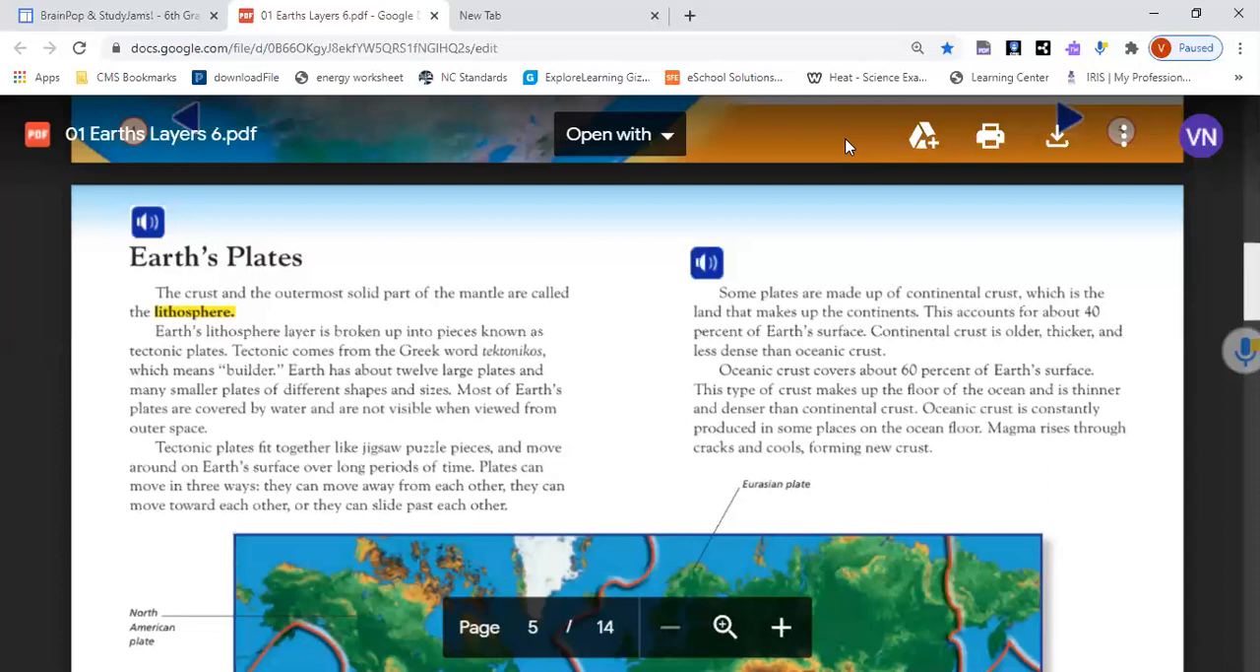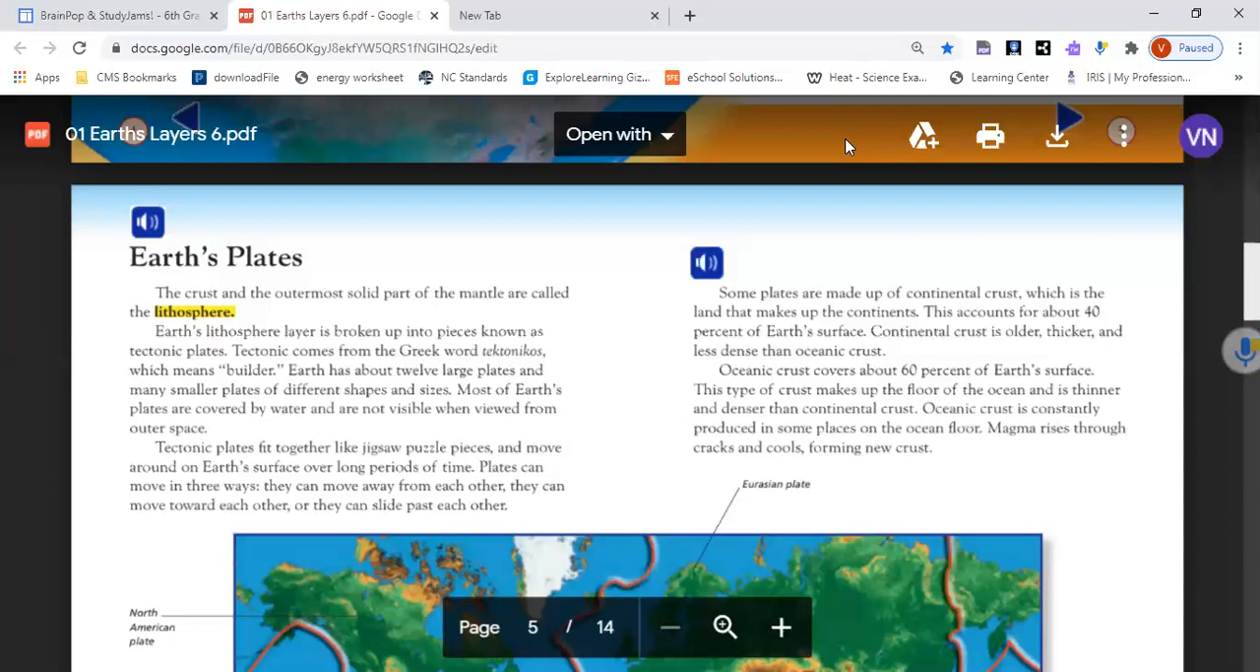If you have a quiz bowl, or any knowledge quiz conducted by the state or by the county, and you are one of the participants, it is nice to know that the word tectonic comes from the Greek word tektonikos, which is nothing but builder. Earth has about 12 large plates and many small plates of different shapes and sizes.